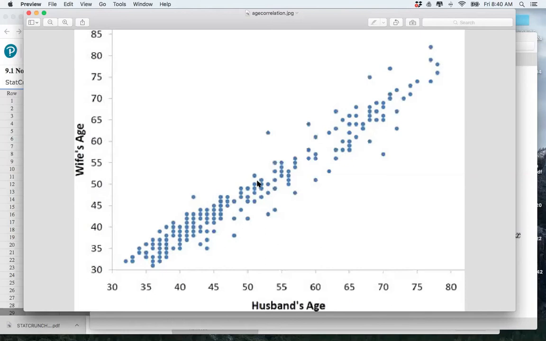This one, the dots are trending upwards. That would be a positive correlation if we see dots trending upwards, which makes sense. As the husband's age increases, so does the wife's age. Okay. Now there's going to be some that are not quite in the pattern, like maybe something like this one, right? Or things that are just away from the main pattern, but that's generally what we're looking at.